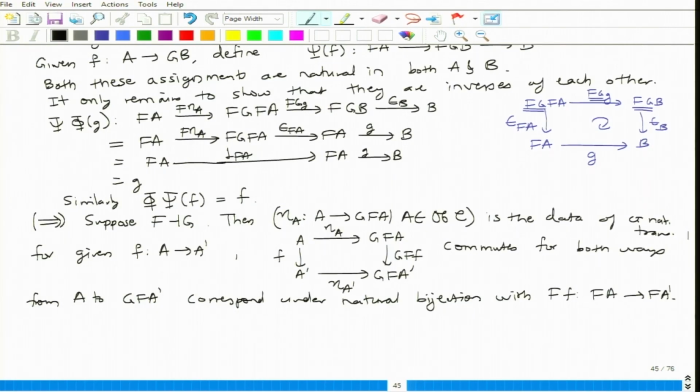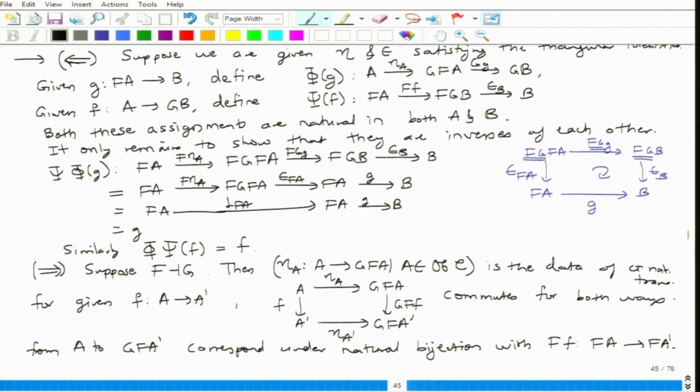We know that this is a bijection. So we are given a map. Now if you are confused about this, that's why I did the other part first. Look at what we said earlier. What was phi g at the top? Phi g is take eta A first and then Gg. That's precisely what we are doing here.